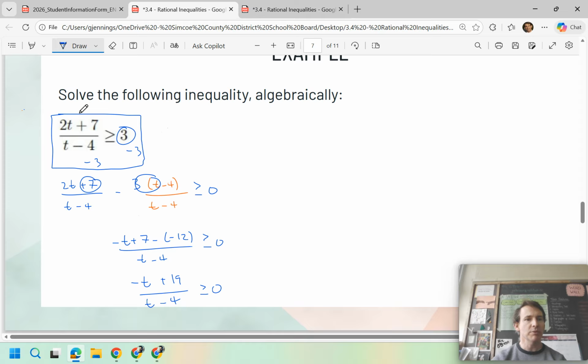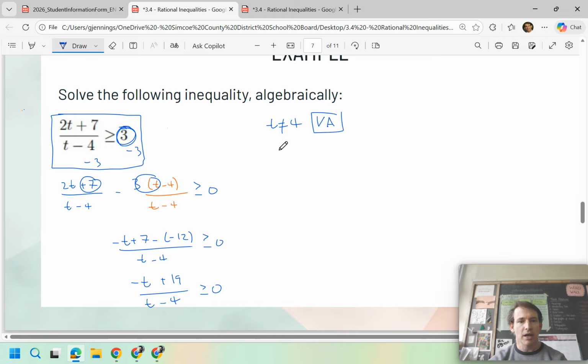You graph 2t plus 7 over t minus 4 and find some value where it actually nicely works out to 3 and solve it by your graph. But I'd encourage you just to do it algebraically this way. Okay, so now we know that t cannot be equal to 4. All right, that makes sense. So there's our vertical asymptote at 4.